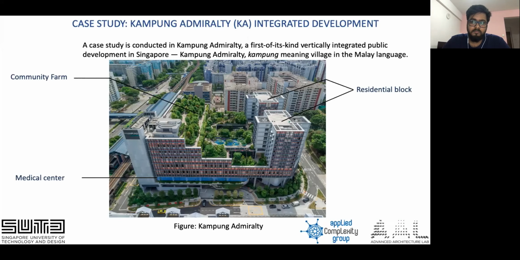Kampong Admiralty is an integrated development located in Singapore, which will serve as our case study. Kampong meaning village in Malay language. It consists of 100 residential apartments for the elderly, 2-story medical center, special health facility for elderly and children, and commercial spaces like 900-seat food court, restaurants and retail outlets, and social spaces like playground, gardens, and community farms. It is also integrated with a train station and a bus stop.